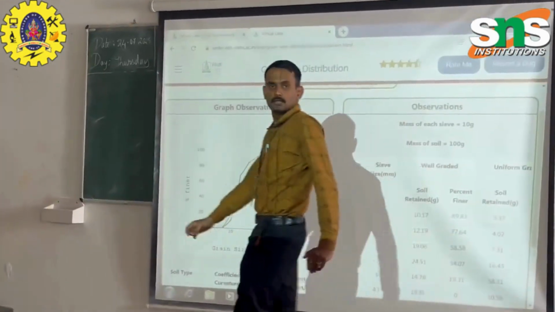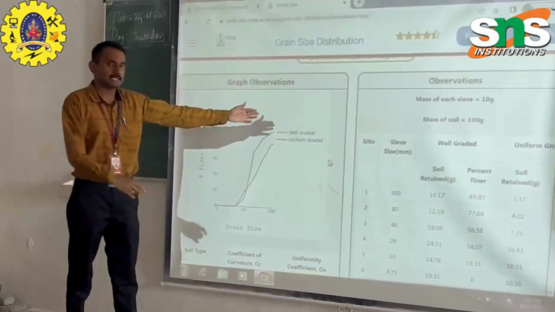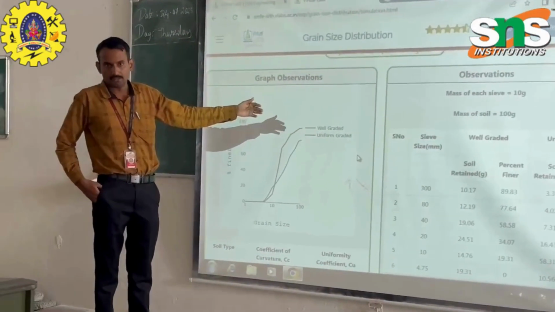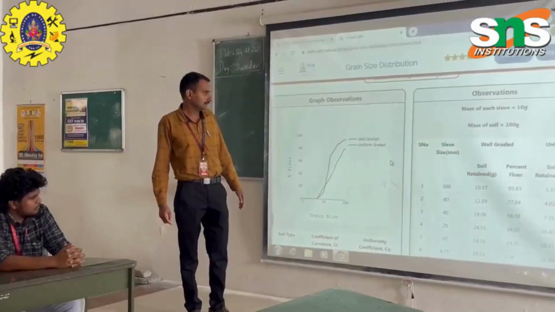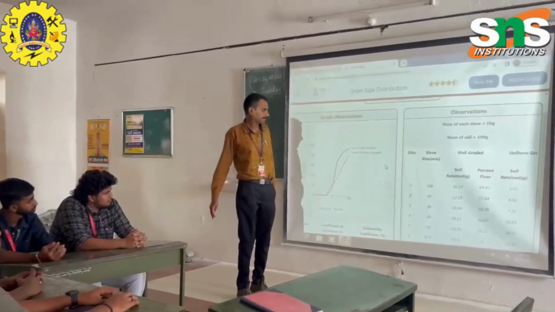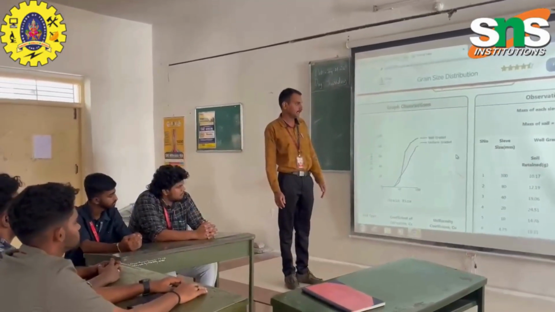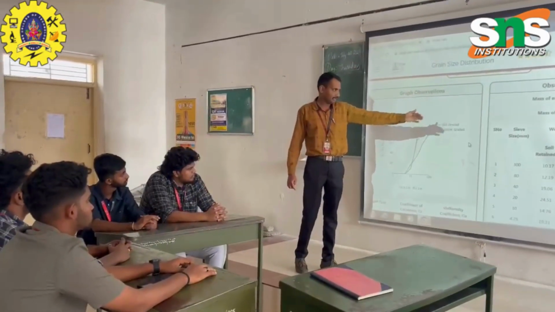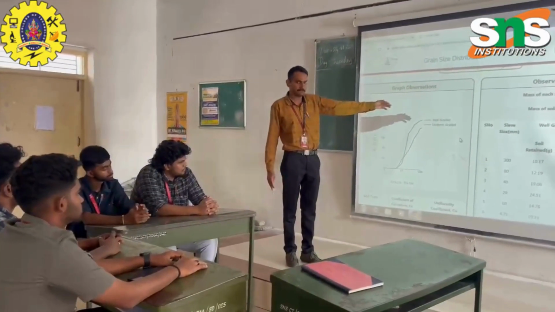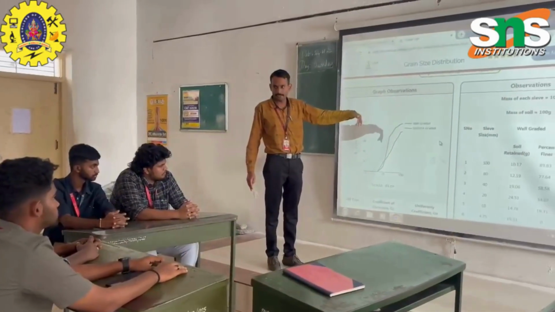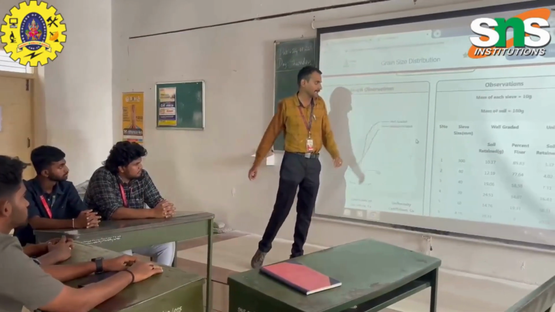This is the test result obtained during this simulation. We have taken 100 grams of soil and allowed it to pass through the set of sieves, and the weight of soil retained on each sieve is noted. The cumulative weight of soil retained on each sieve should be equal to the total weight of soil taken.